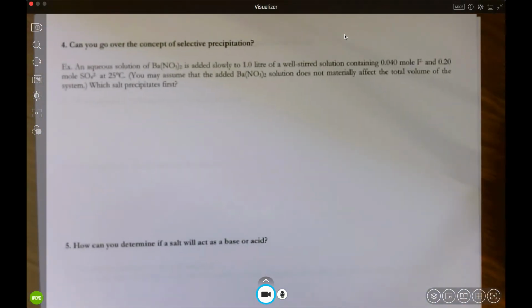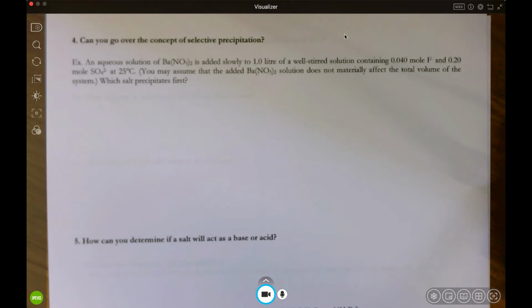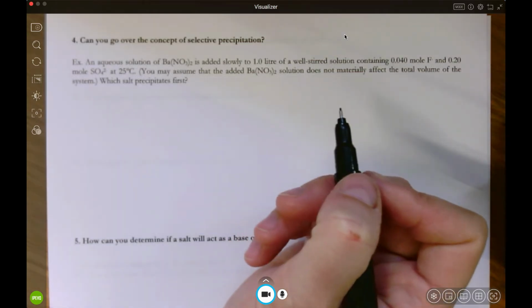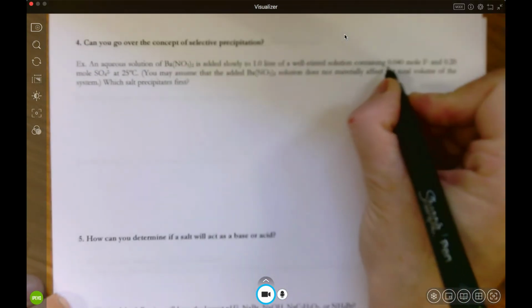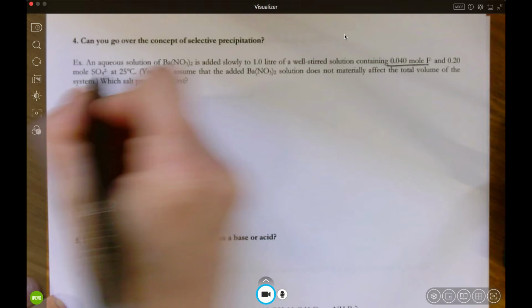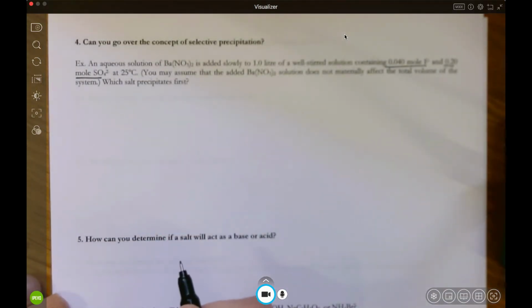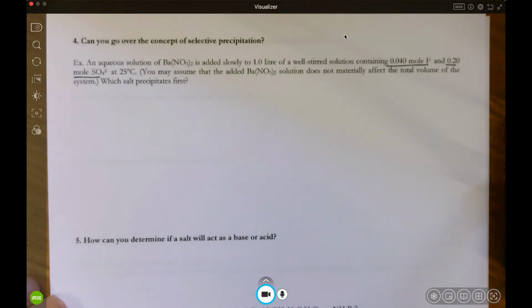The next question asks about selective precipitation. So I'm going to show an example problem. The whole point of selective precipitation is, all right, I have 2 anions here, and I have specific amounts of those anions. And I want to figure out which of those is going to precipitate out first.